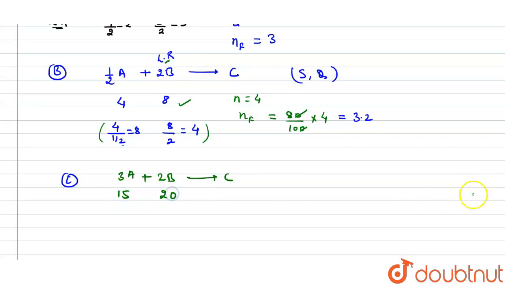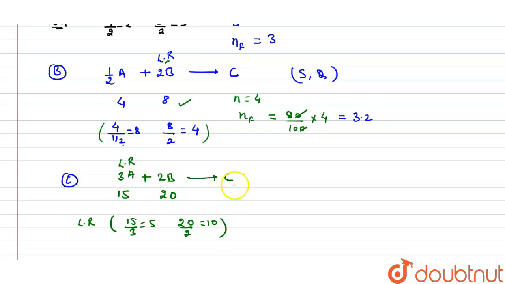1520 moles is given. Again we have to find, first of all, which is the limiting reagent. So that is 15 by 3, and here it will be 20 by 2, so that is coming out to be 5 and this is coming out to be 10. So that means A becomes the limiting reagent, and according to that this product will be formed.